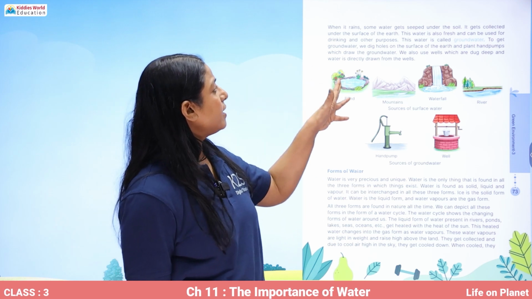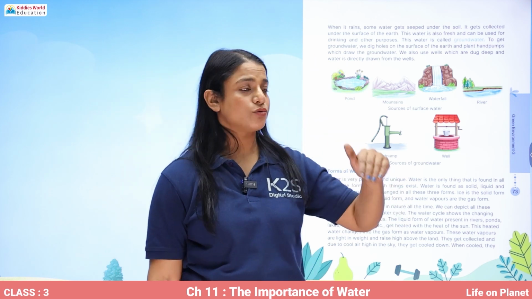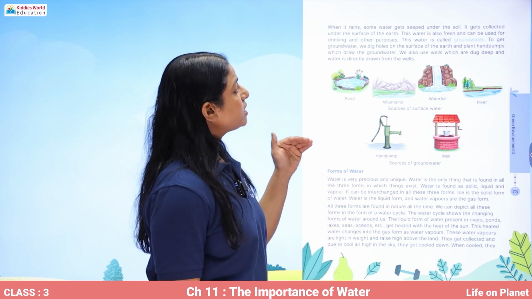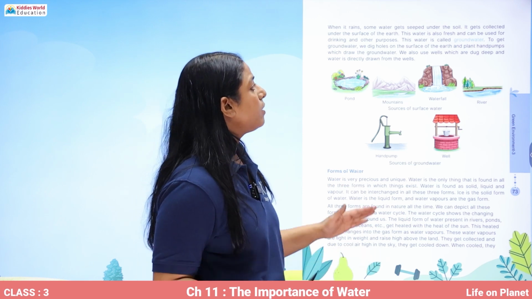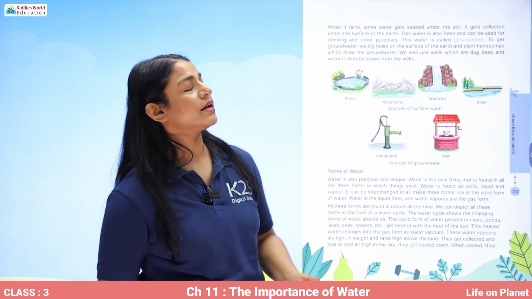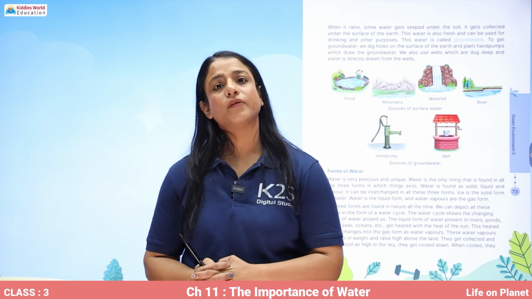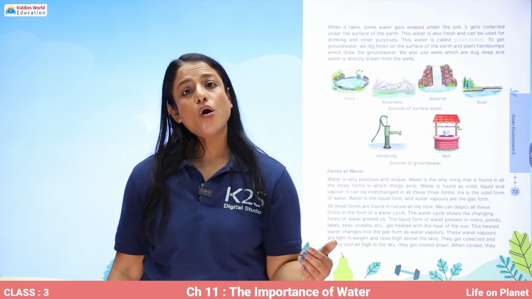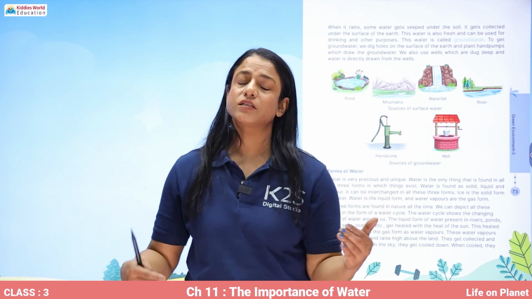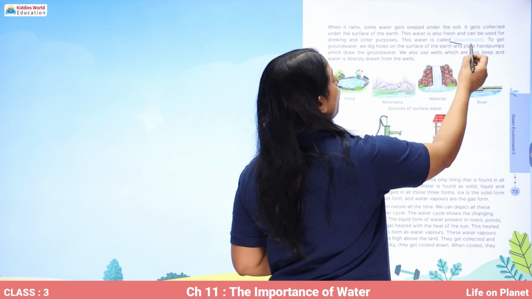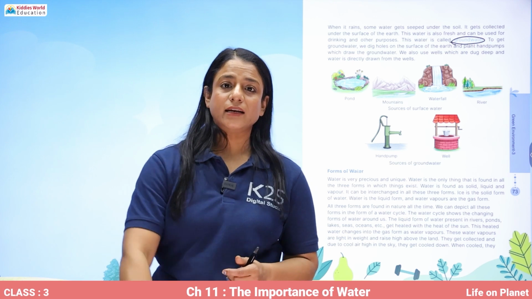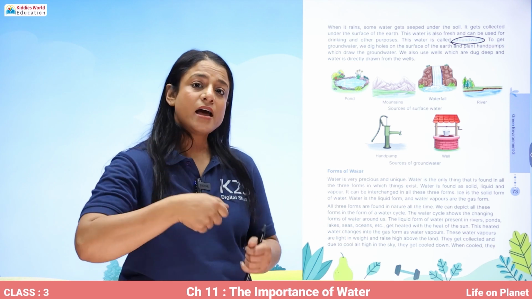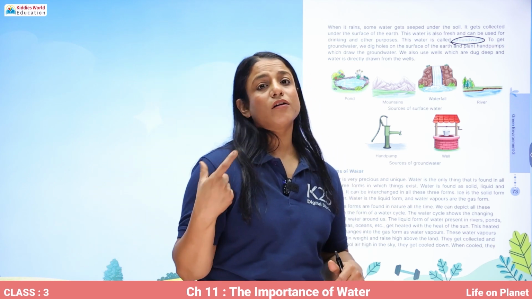Now, when it rains, some water seeps under the soil and is collected under the surface of the earth. This water is also fresh water and it can be used for drinking and other purposes after removing the impurities. So the rainwater either gets collected on the surface or under the soil, called groundwater. To get that groundwater out, we use various sources like hand pumps, tube wells, or wells.